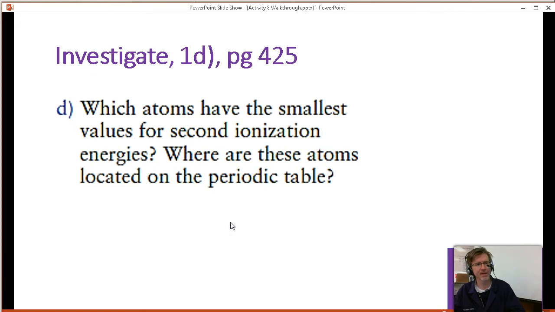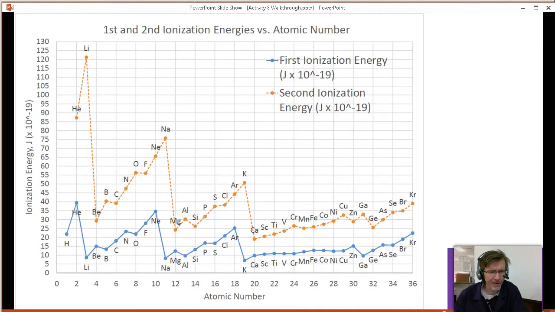So let's keep going. Which atoms have the smallest values for second ionization energies? Where are these atoms located on the periodic table? Take a look at second ionization energies. That's the orange curve with the dotted line, right? Which atoms are the lowest here on the second ionization energy curve? I think you can see beryllium, magnesium, calcium.